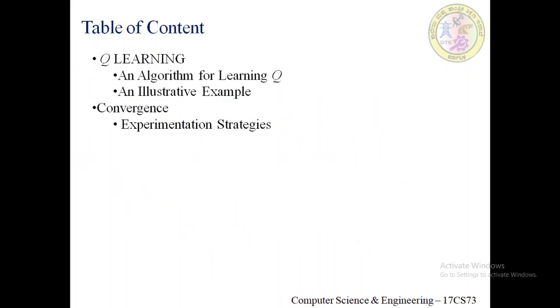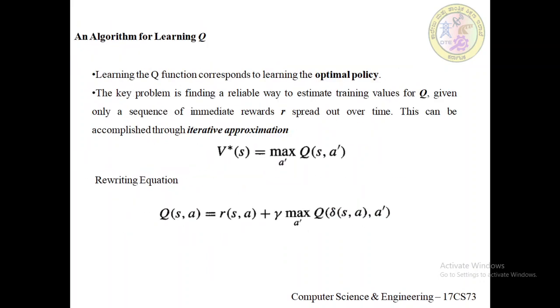So that can be rewritten as Q(s,a) = r(s,a) + γ max Q(δ(s,a), a'). So this recursive definition for Q actually provides the basis for the algorithms that iteratively approximate the Q.